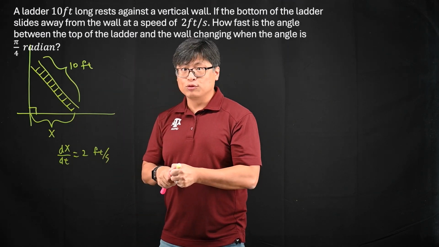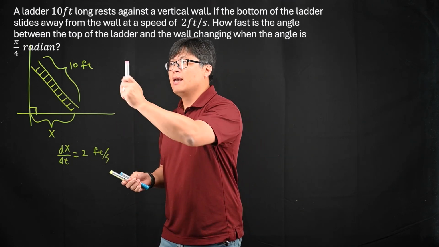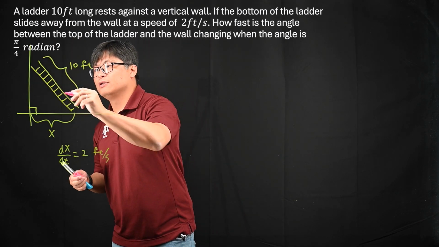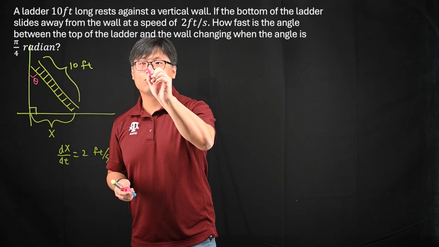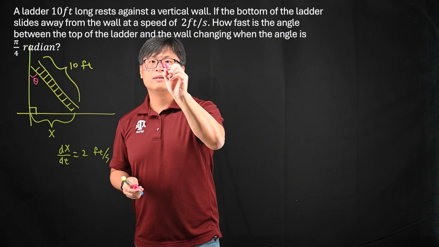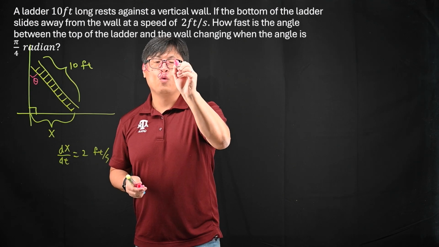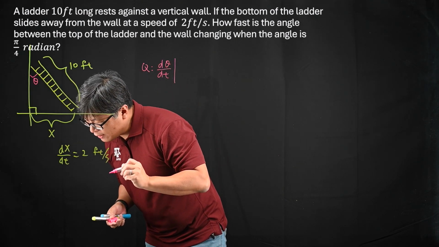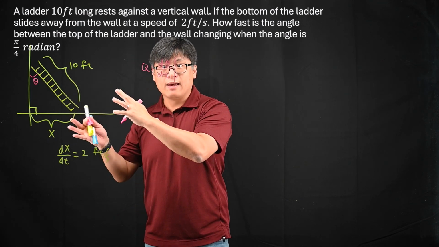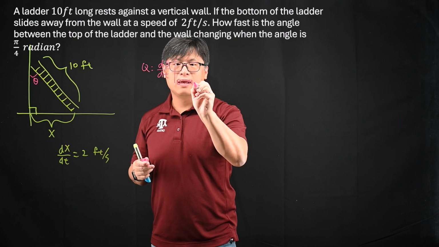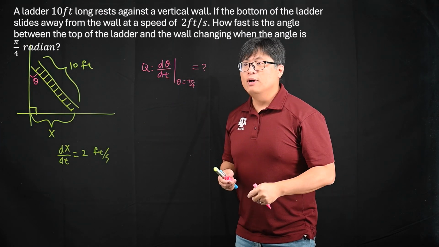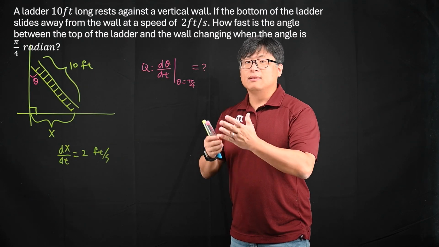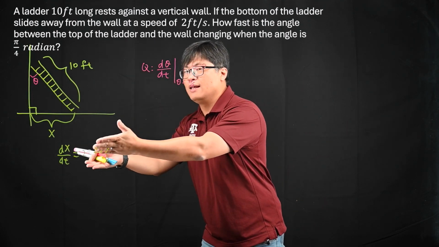Oh, they talk about the angle between the wall and the top of the ladder. So they are talking about this one, okay? So they gave you the question, okay? The question is finding d theta/dt when the slide away length is such that angle theta is pi over 4. This is my question. Now the next part is we have to figure out the relation between theta and x.